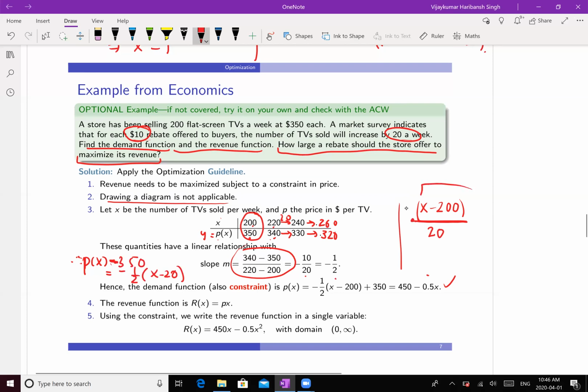So this is the number of units of rebate you need to give. So if you multiply by 10, this is the amount of rebate you need to give. And then that has to be subtracted from 350. So if you simplify this, it is going to be 350 minus the rebate, which is minus half times (x minus 200), which is the same thing as here, right? So that's another way of computing it. Of course, I'm assuming here that x is greater than 200.